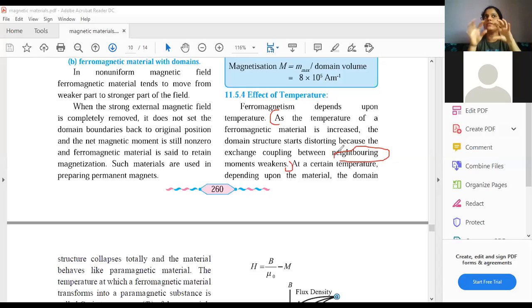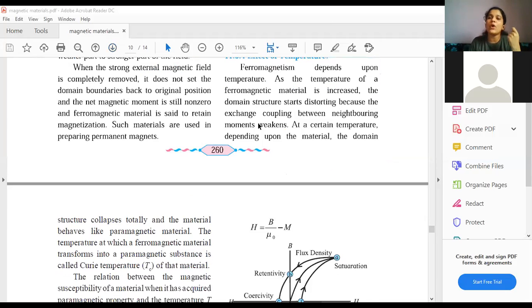Okay, try to understand: in ferromagnetic materials, because domains are formed, it is different from paramagnetic. But if you increase the temperature around a ferromagnetic material, the domain walls, everything will start to collapse, and the dipole moments will go into random directions, just like in paramagnetic materials. So it is written over here: at a certain temperature, depending upon the material, the domain structure collapses totally, and the material will behave like a paramagnetic material.